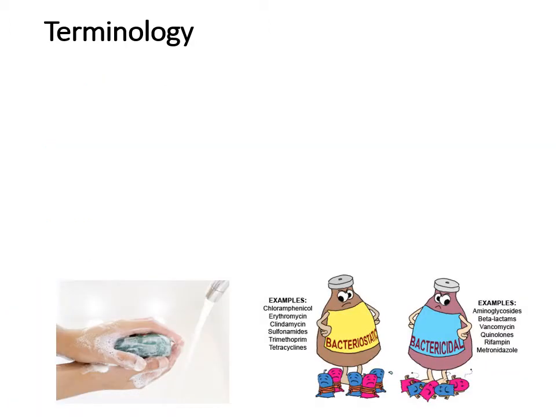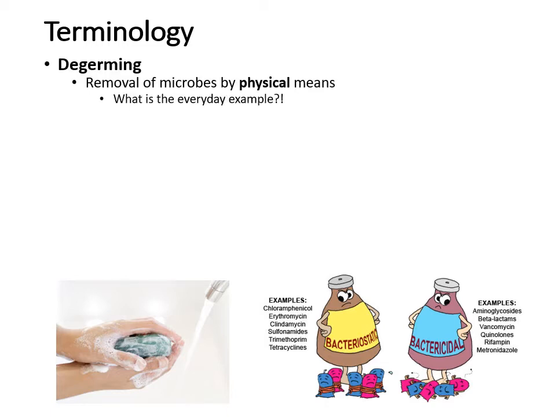Now some more terminology we have here. First up, degerming. Notice degerming is removal of microbes by physical means. You are not killing them. You're just physically wiping them off or washing them off. So the picture on here, degerming, would be washing your hands, for instance, because you're using water and you're using the movement of your hands to brush off microbes.